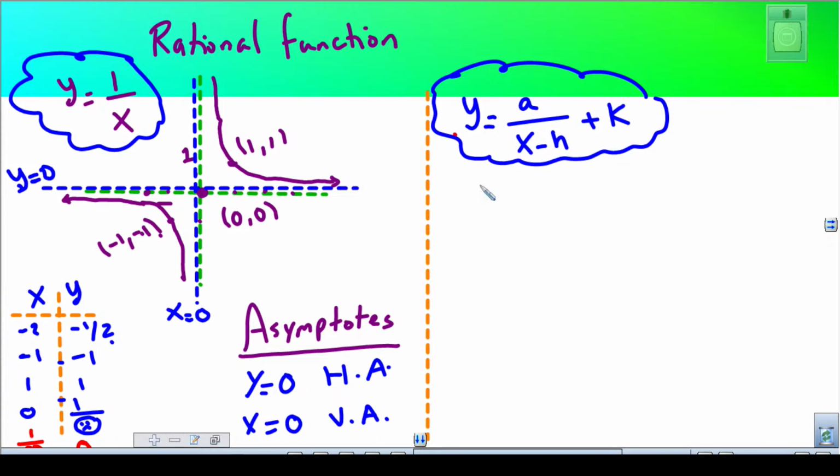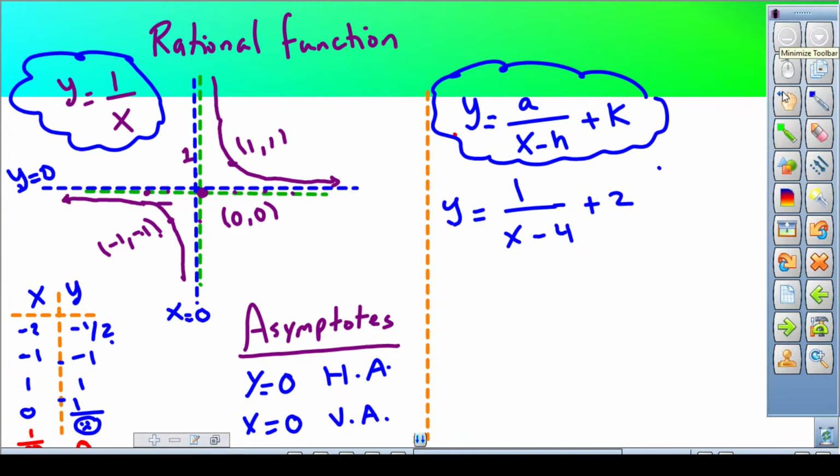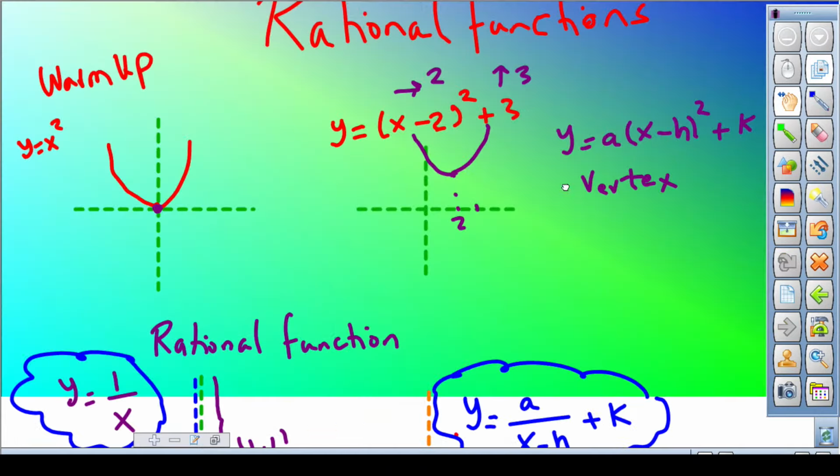So for example, what if I gave you this one here? I'm going to say y equals 1 over x minus 4, and then plus 2. What could you guess about this just from looking at our quadratic function at the top in the warm-up that we had? What happens here? Do you guys remember?